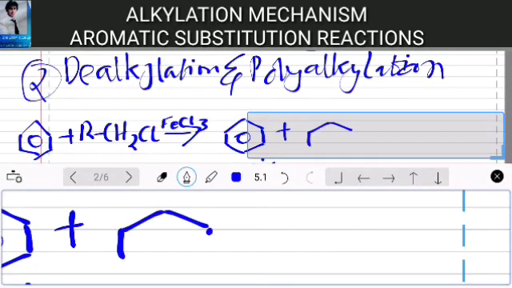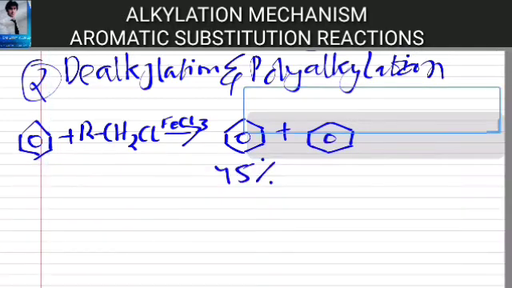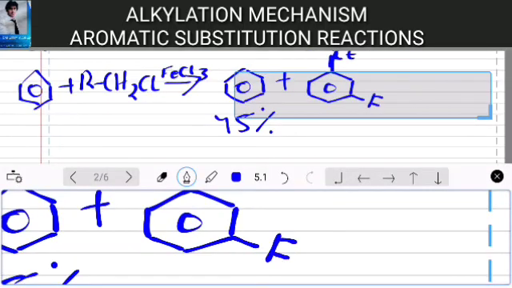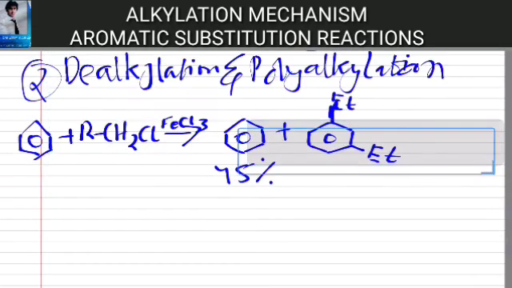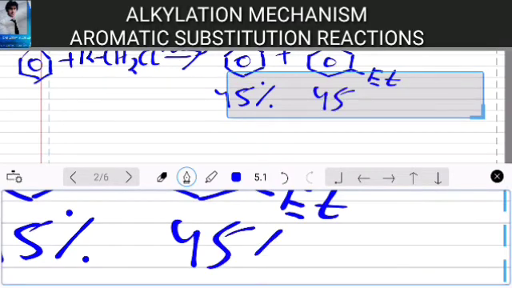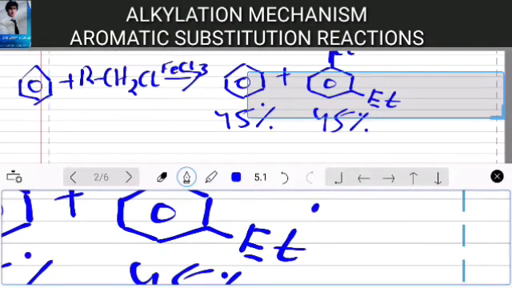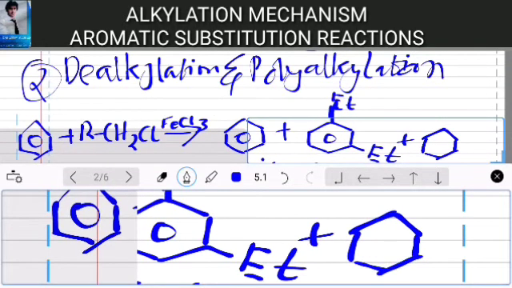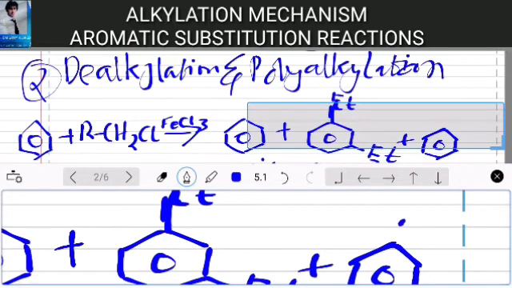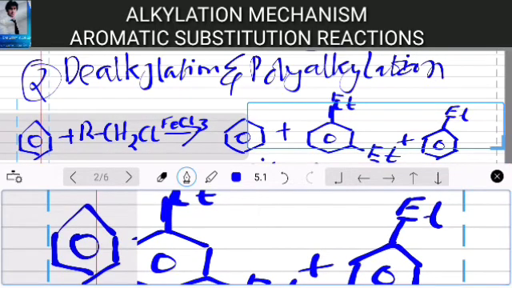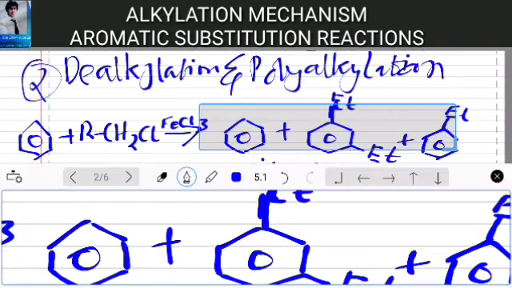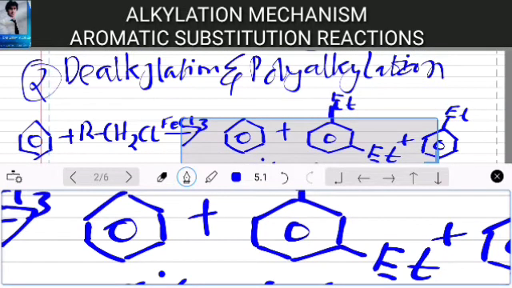And sometimes we will get our product as follows. Here ethylene is also attached. It is termed polyalkylation. It is also 45%, and we can get our real product, which is ethyl benzene, at 30%. So these are some drawbacks of alkylation.